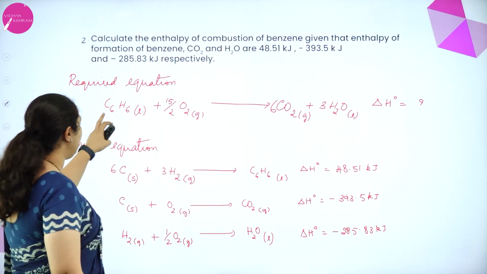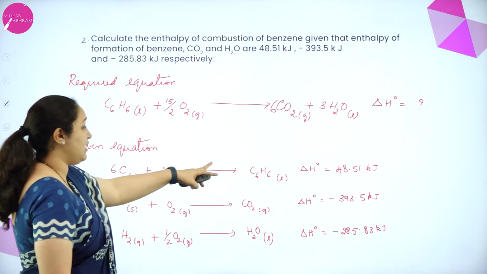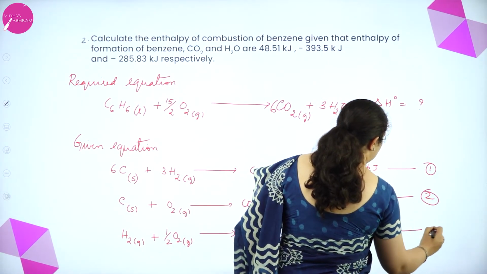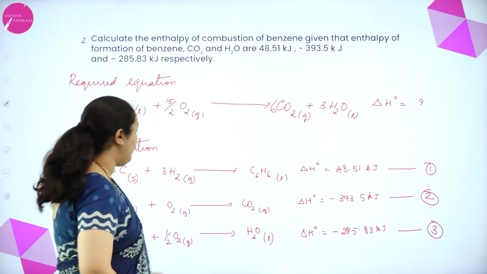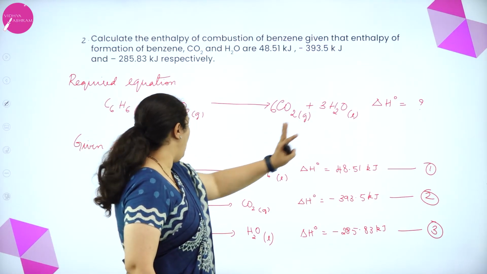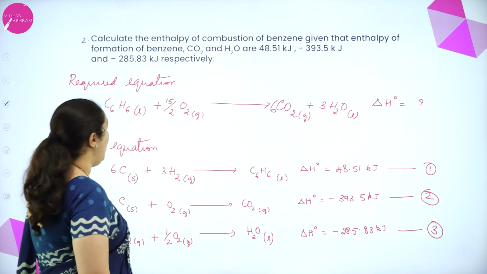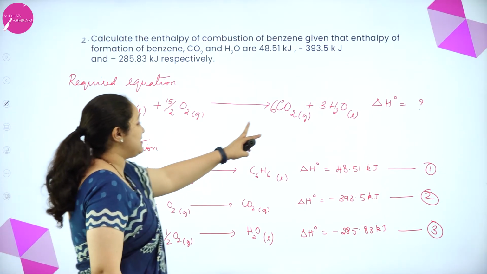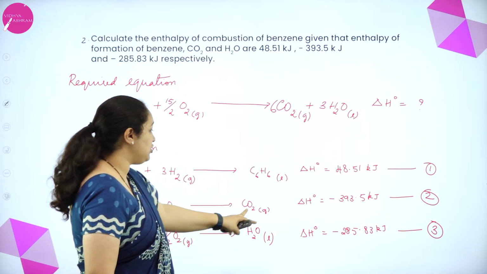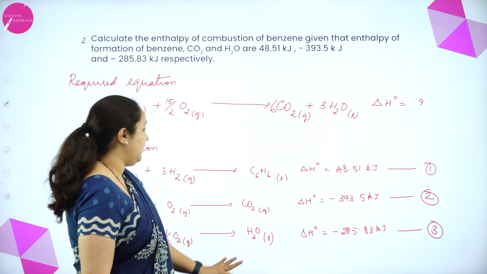So what do I need to do? I need C6H6 on which side? On the reactant side, but it's there on the product side. So this is equation 1 if I take, this is 2 and this is 3. Equation 1 I have to reverse. Correct? Then I need carbon dioxide and water on the product side and it is there on the product side. So 2 and 3 I'll keep as they are. Also, I require 6 carbon dioxide and 3 water molecules. So I'll have to multiply equation 2 by 6 and equation 3 by 3.